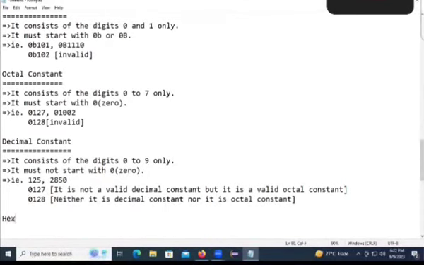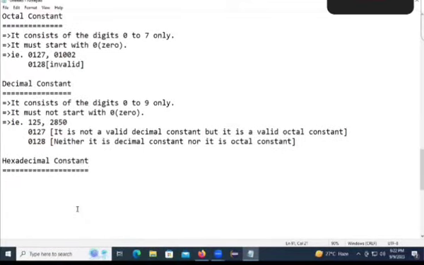Now the hexadecimal constant. It consists of the digits 0 to 9 and A to F. What does A to F stand for? For the values 10 to 15.